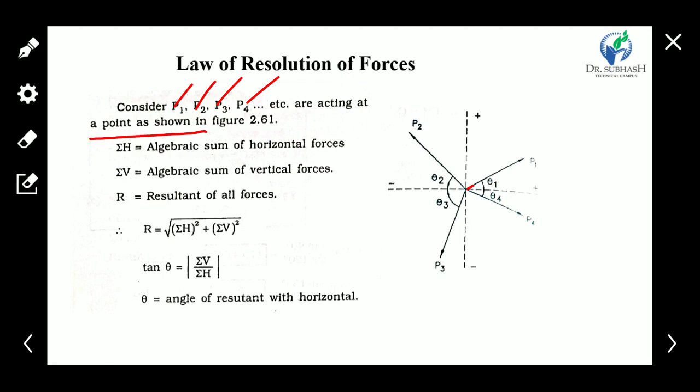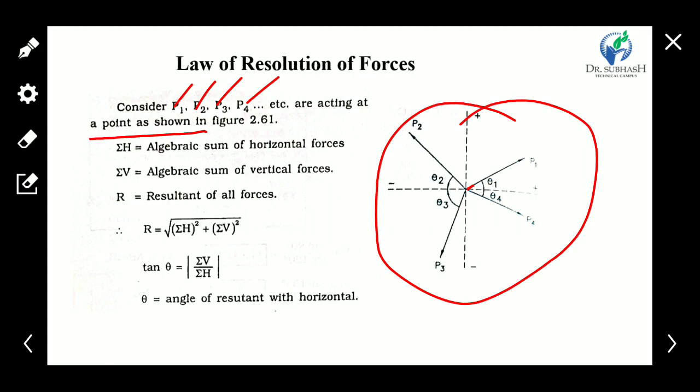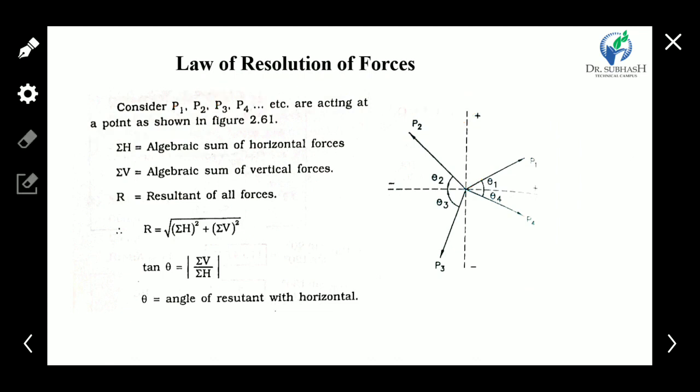Now we have to find out the resultant, and this resultant is found with the help of the law of resolution of forces. So first of all, according to the name of the law, resolution of forces, we have to resolve all the forces into horizontal and vertical components. So first we have to take the summation of all horizontal components of all forces.